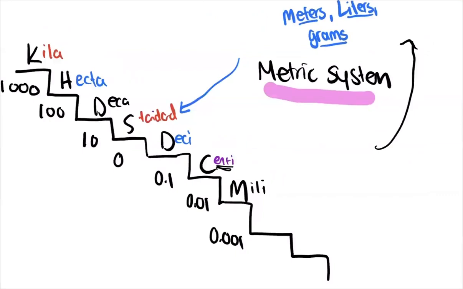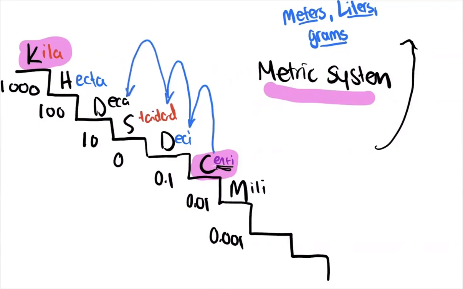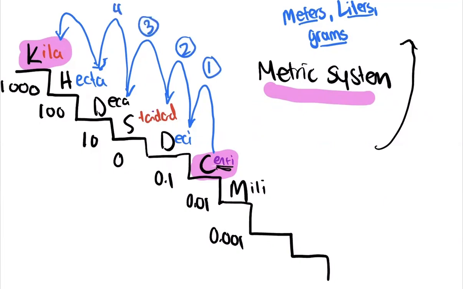Our answer is starting in centimeters, and we want to get to kilometers. And so in order to do that, we're going to have to do a lot of jumps. So we're going to go from centi to deci to standard to deca to hecta and to kilo. And that is 1, 2, 3, 4, 5 jumps.